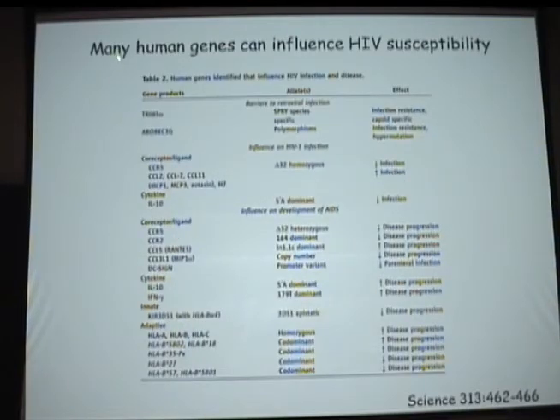I'm not going to go through this, it's way too busy, but you get the idea that there are many other genes. Here's CCR5: if you are homozygous, you are resistant to infection. If you are heterozygous, you progress to disease more slowly. There are a lot of other genes, certain alleles of which make people more or less susceptible to HIV. And the resistant alleles would be selected for.